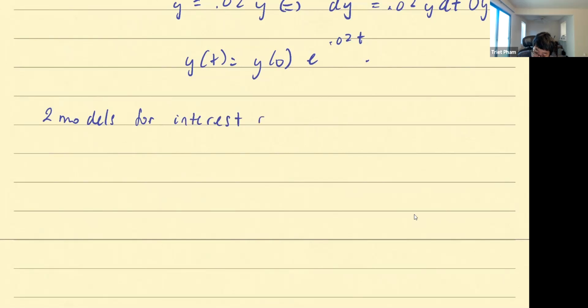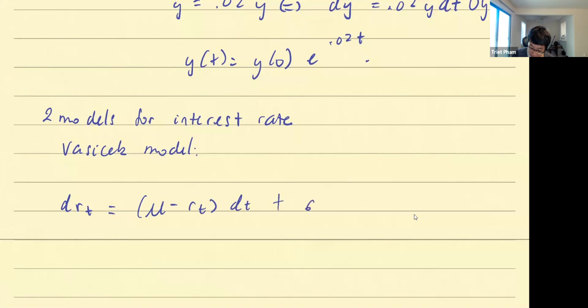At the end of the course, models for interest rate. I bring this up because they are, at first glance, very similar to Brownian motion, except that they're not, and one of them will not have a solution. So the first one is called the Vasicek model, where it says that the interest rate will be dR_t = (mu minus R_t) dt plus sigma dW_t.